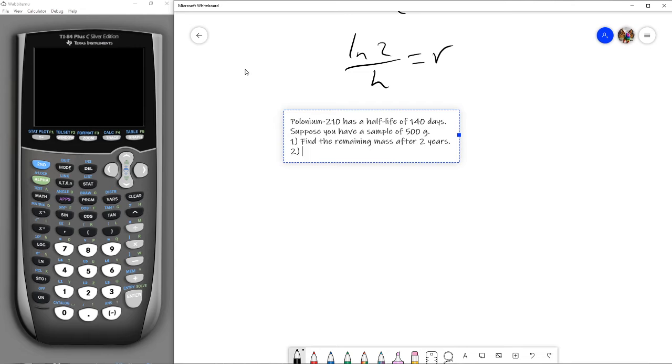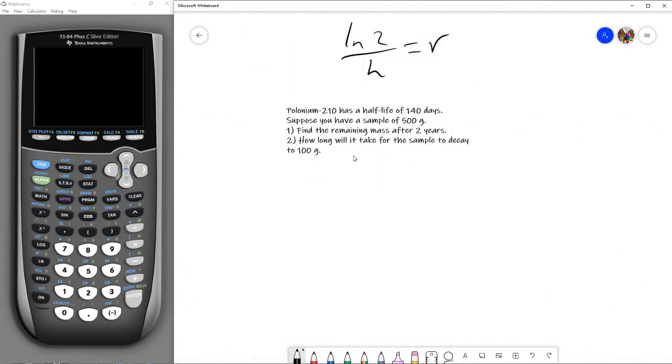2. How long will it take for the sample to decay to 100 grams? And 3. I think that would be good. We'll just do that.